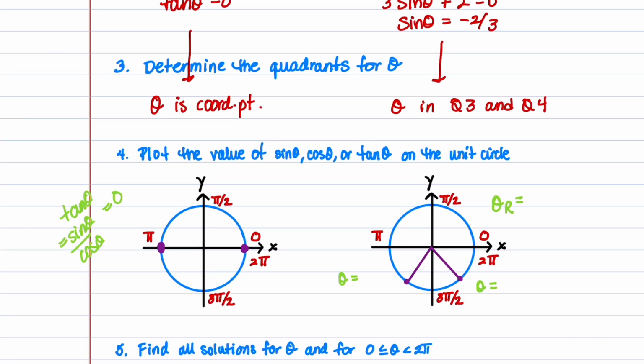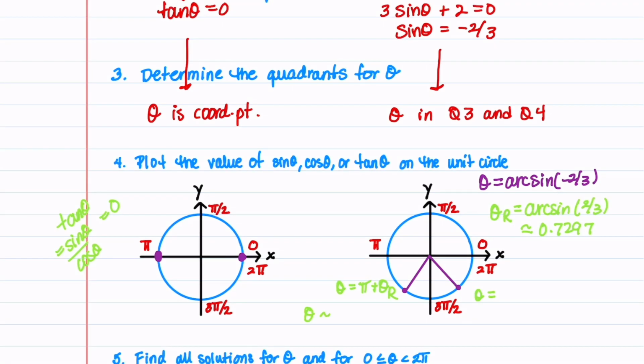Let's make a note that theta is going to be arc sine of minus 2/3. So our reference angle is going to be arc sine of 2/3. And that is approximately, when you put it in your calculator, 0.7297. Our angle in our third quadrant is going to be pi plus theta sub r.